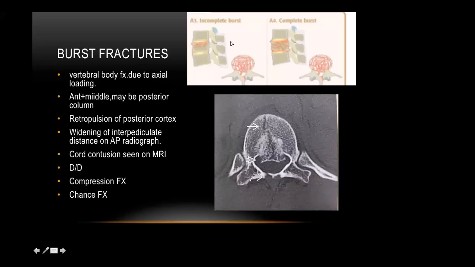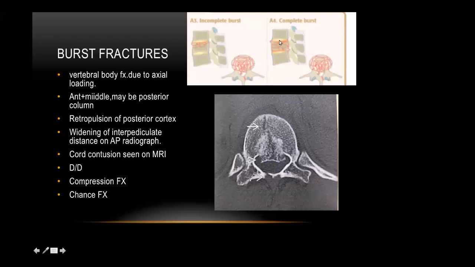So burst fractures. I told you, they are compression injuries. They may involve the superior end plate, or they may involve both. In TLICS, the thoracolumbar classification system, there is just a mention of burst fracture. But in the AO classification system, they further elaborated it and divided it into 2 types: incomplete and complete. Incomplete means only the superior end plate, and complete means superior and inferior both.